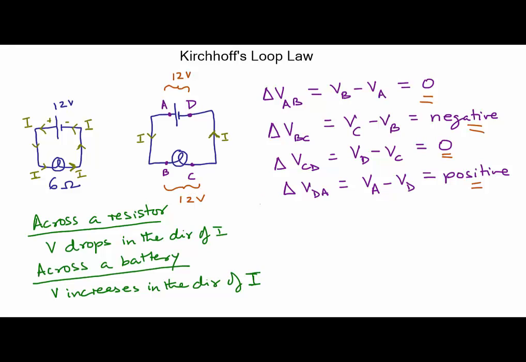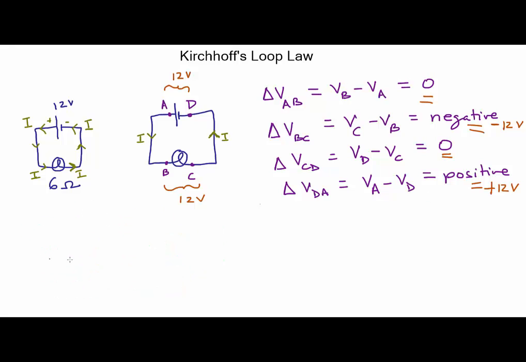All right, with all that in mind, let's now look at what happens to the potential difference across an entire loop in a circuit. Starting here, the potential across the battery was a plus 12 volts. So this delta V DA was plus 12 volts. And as we saw before, delta VAB is simply 0. Delta VBC, there's a drop in potential of 12 volts, so this would be minus 12 volts. And then delta VCD is 0 in this case.